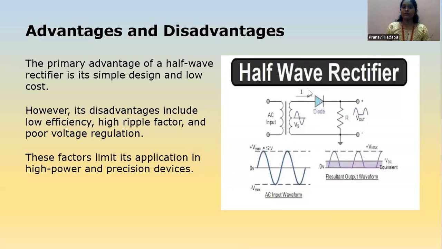Advantages and disadvantages of half-wave rectifier. The primary advantage of a half-wave rectifier is its simple design and low cost. However, its disadvantages include low efficiency, high ripple factor, and poor voltage regulation. Of course, the power is wasted, the ripples are very high compared to the full wave rectifiers, and even the voltage regulation is very poor. These factors limit its application in high power and precision devices.